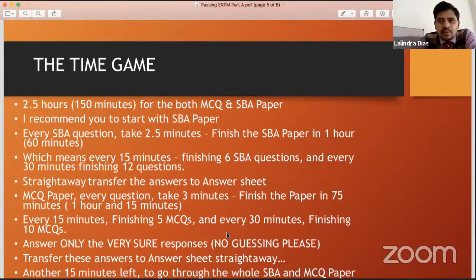In that reading component, they never want you to read the entire thing. They never want you to read the entire passage. What they want is for you to scan and skim the passage. It's called scanning. Your eyes go like this and pick the important things.